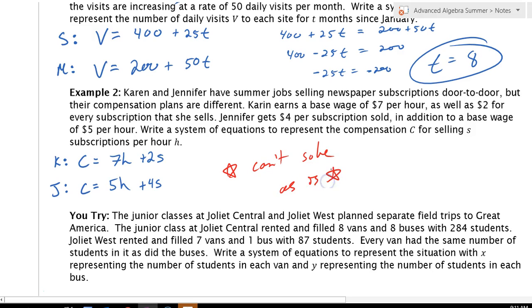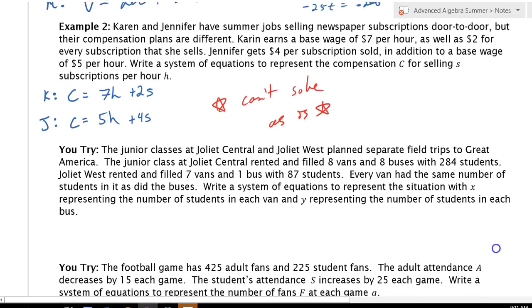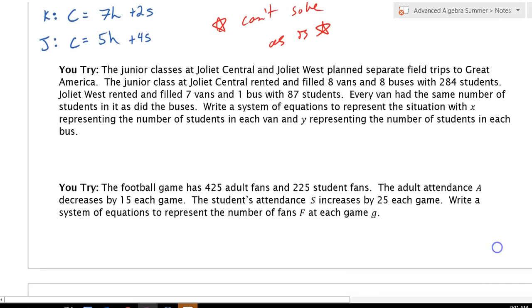We'd have to figure out when will they make the same amount of money or the same amount of compensation, or if they set these 2 equal. So in this scenario, we're not given enough information to actually go ahead and solve this problem. And obviously on a test, I wouldn't ask you to solve something you don't have enough information for.